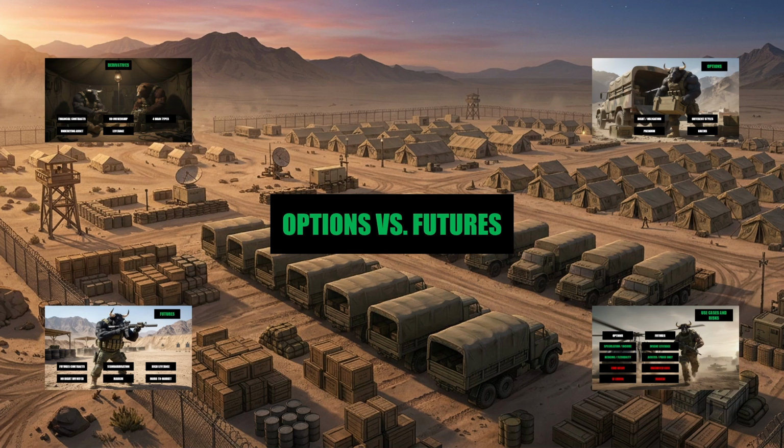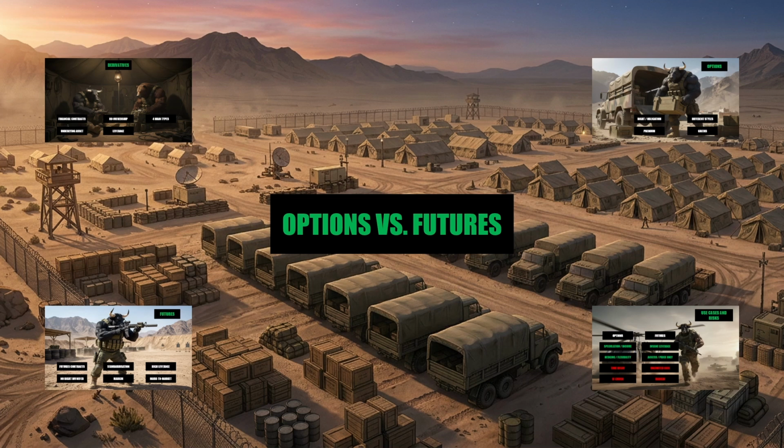But there's a warning that you need to understand right from the beginning. One of these instruments comes with a clearly defined maximum risk, while the other exposes you to potentially unlimited losses in both directions. Choosing the wrong one for your situation or misunderstanding how they function can lead to account blowups faster than you can imagine.